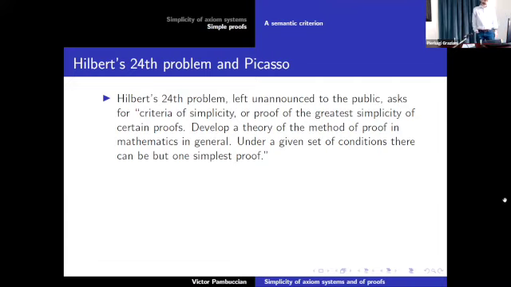And what it says is it asks for criteria of simplicity, or proof of the greatest simplicity of certain proofs. Develop a theory of the method of proof in mathematics in general. And under a given set of conditions, there can be but one simplest proof. Okay?